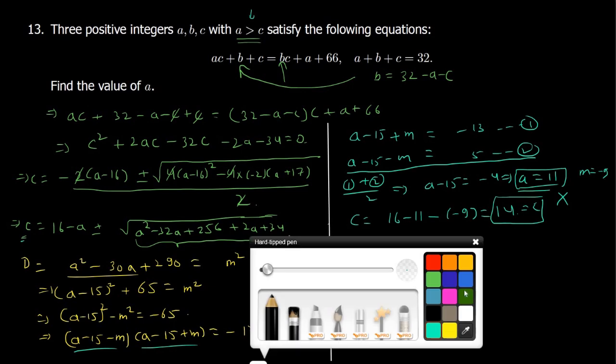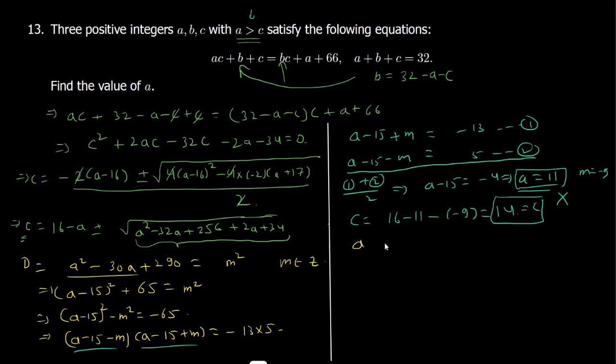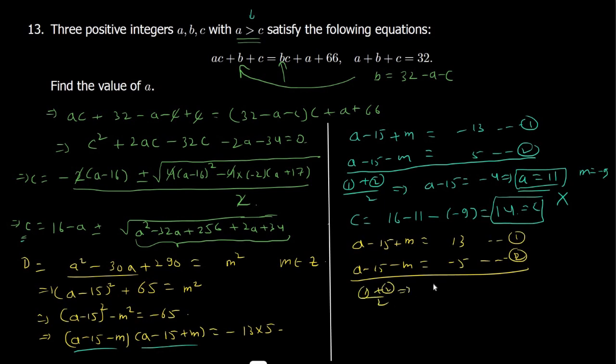So let's look at the other combination. The next combination would be where we put a minus 15 plus m is equal to 13 and a minus 15 minus m is equal to minus 5. Again, equation 1, equation 2. If you add and divide by 2, I'll get a minus 15 is equal to plus 4 this time. So I'll get a equals 19. If you substitute a equals 19, then you will get m as 9.